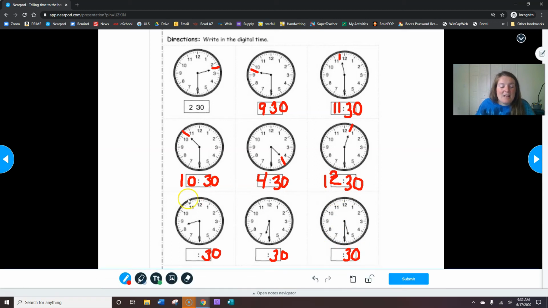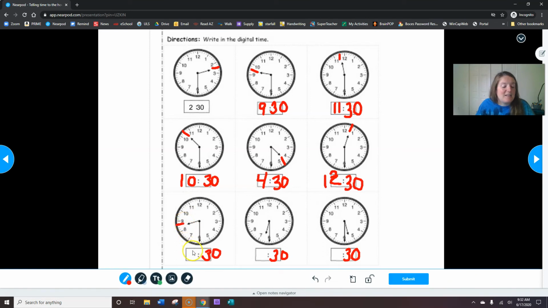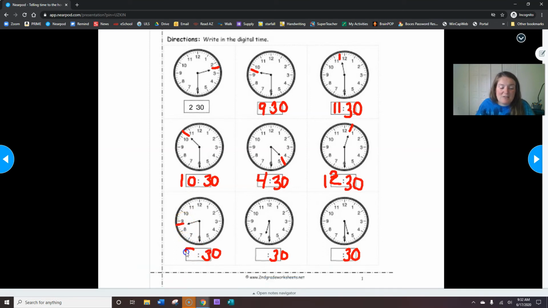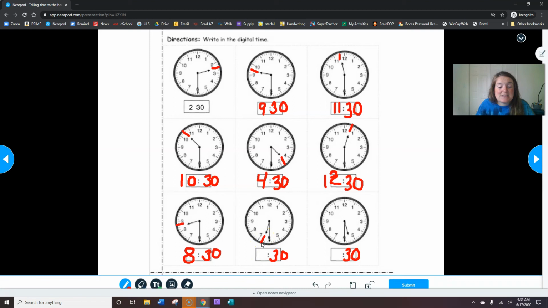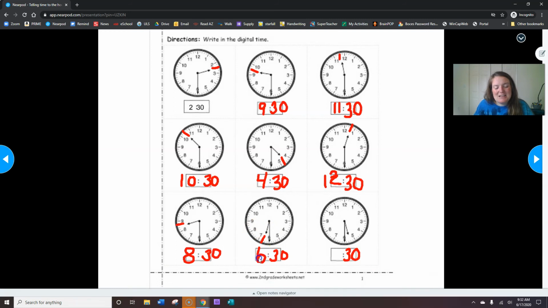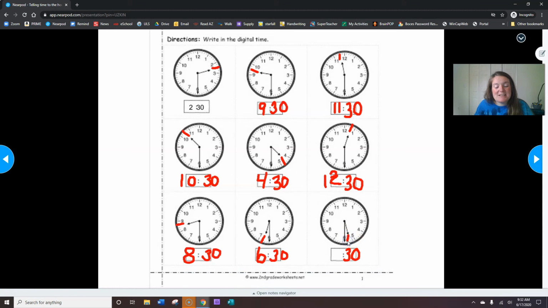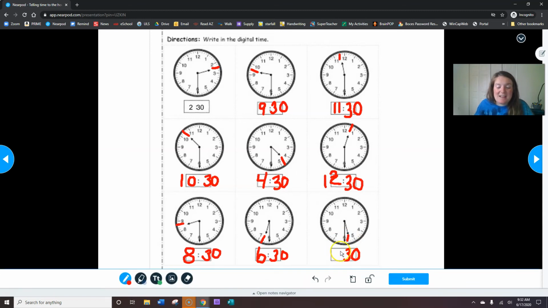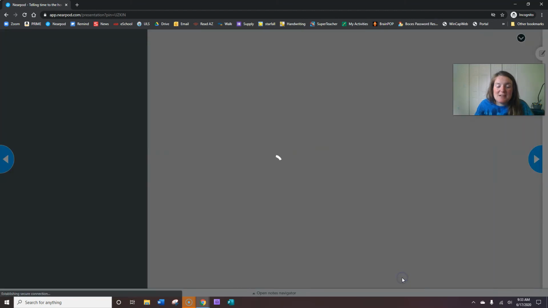All right. Now here, we're between the 8 and the 9. It didn't get to 9 yet, so it's 8:30. Okay. Here it's between the 6 and the 7. Did it get to 7 yet? So it's 6:30. All right, last one on this page. It's between 5 and 6. It didn't get to 6 yet, so it's 5:30. When you're done, hit submit.